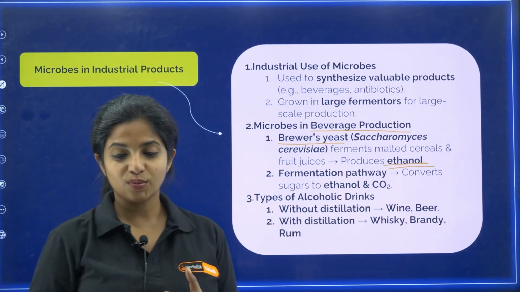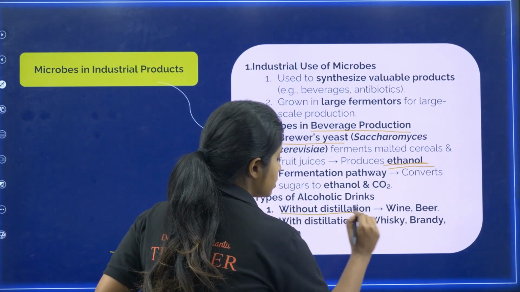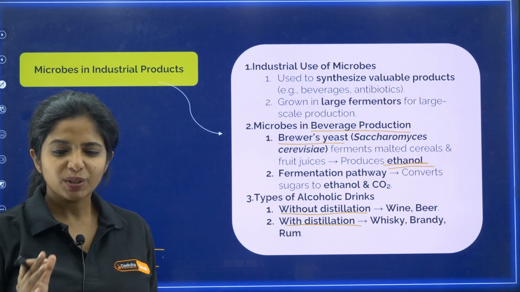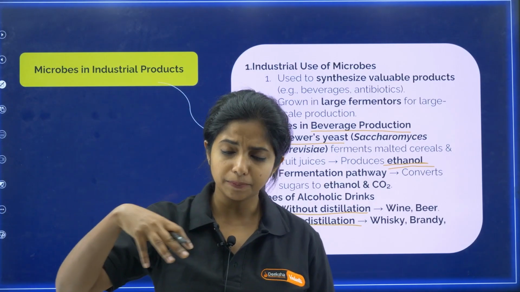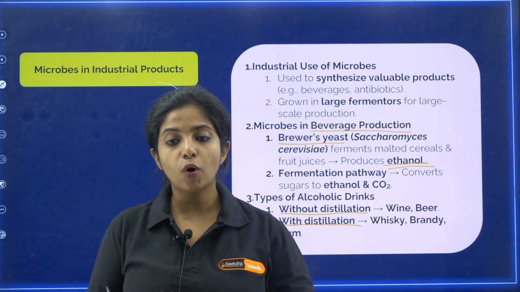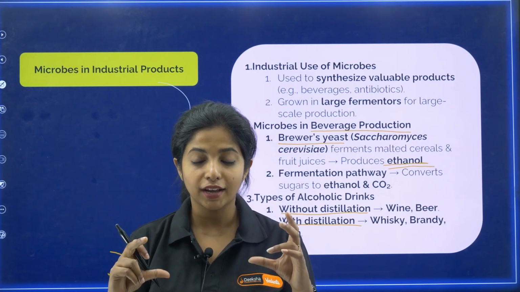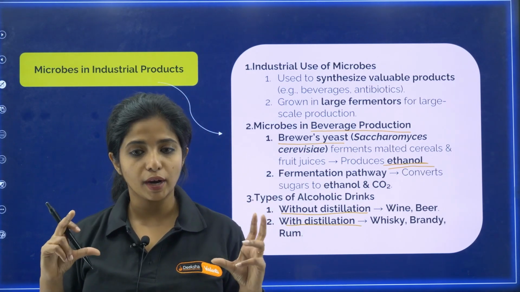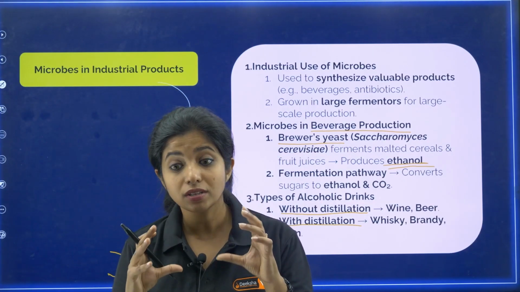There is beer, wine, whiskey, brandy and rum. Two of them you get without distillation, and three of them you get with distillation. What do you mean by without distillation and with distillation? In distillation, the water content is vaporized. So when the water content is vaporized, my dear children, don't you think what is left back will be a concentrated form of alcohol? Yes, it will be. So the one that undergoes distillation will have concentrated alcohol.